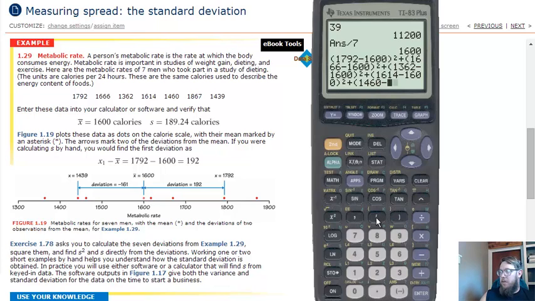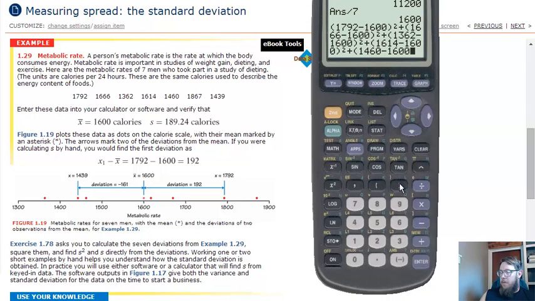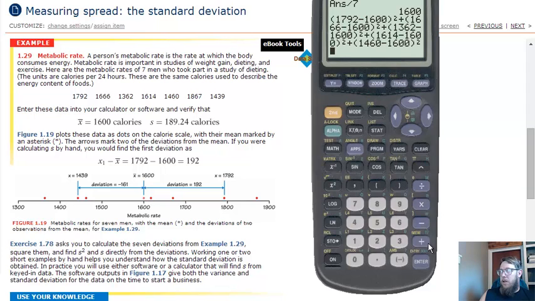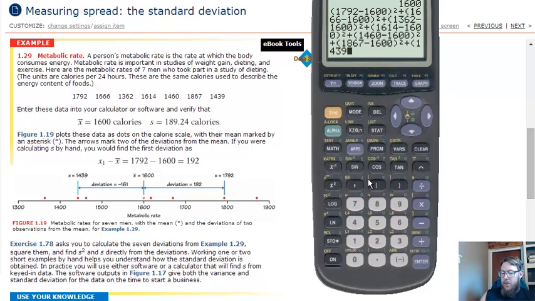1460 minus the mean, squared. A couple more values here. 1867 minus the mean, squared. And finally, we have our last value here, 1439 minus 1600, squared. So enter. We've got a very large value here, right?